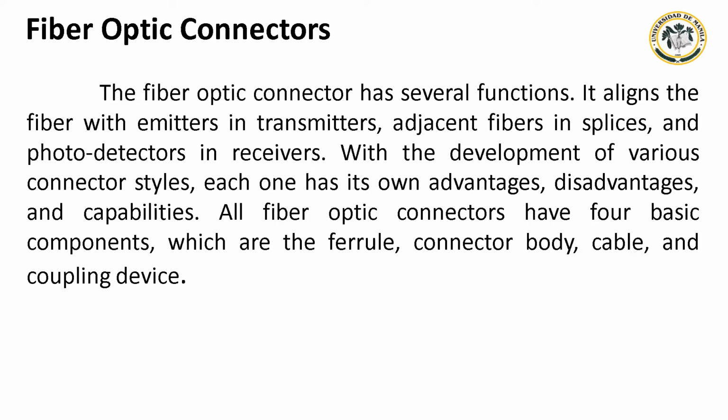It aligns the fiber with the emitters in transmitters, adjacent fibers in splices, and photodetectors in receivers. With the development of various connector styles, each one has its own advantages, disadvantages, and capabilities. All fiber optic connectors have four basic components, which are the ferrule, connector body, cable, and coupling device.